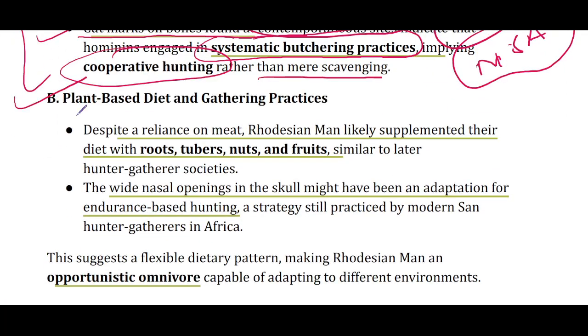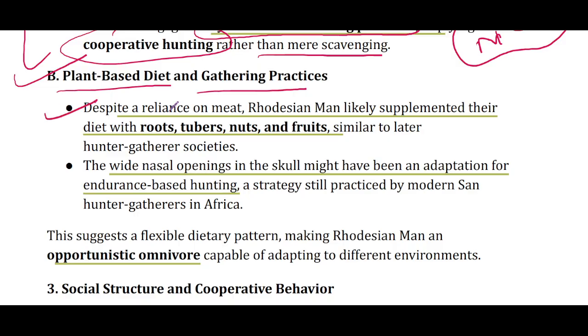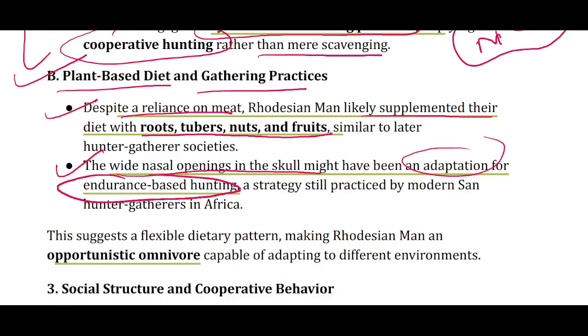The next interpretation, plant-based diet and gathering practices. So despite reliance on meat, Rhodesian man likely supplemented their diets with roots, tubers, nuts, and fruits. And the wide nasal openings in the skull might suggest an adaptation for endurance-based hunting.